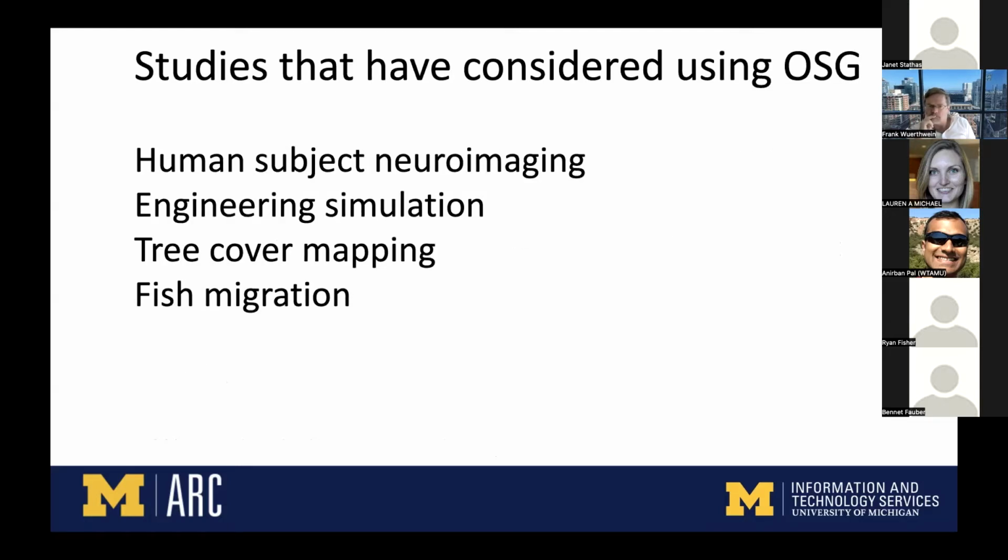Here at Michigan, we have had a few more subjects in this, but these are the primary ones. As I have been saying all along, human subject neuroimaging. People came to us to see about OSG. We've had some people from engineering simulations talk to us. And then we've had two projects from the School of the Environment, one which is doing tree cover mapping and one which is doing a fish migration project.